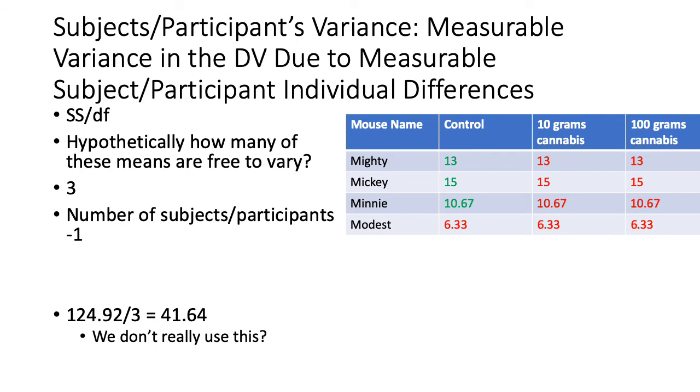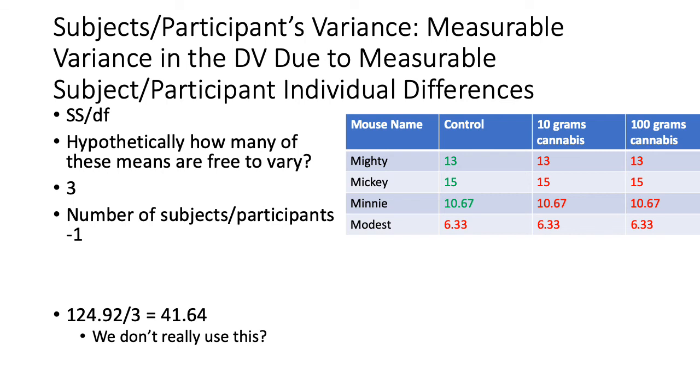We already have the sum squares for this term. Now we have to figure out the degrees of freedom. If you look to the right, this is the complete data set that we used to calculate the sum squares for this subjects or participants component. The question is, how many of these scores in this data set are free to vary? And one of the things you're going to notice is that all of Mighty's scores are the same, all of Mickey's scores are the same, all of Minnie's scores are the same, and all of Modest's scores are the same. And that's because by design they have to be the same.